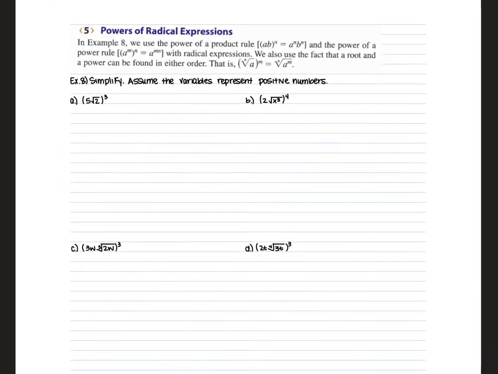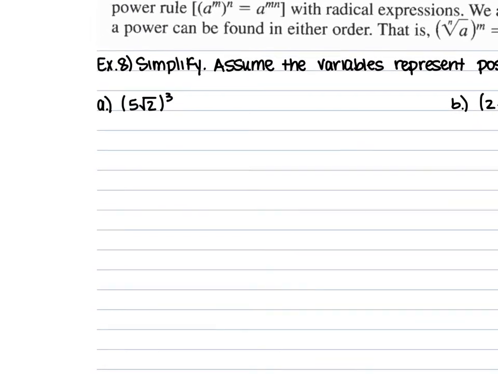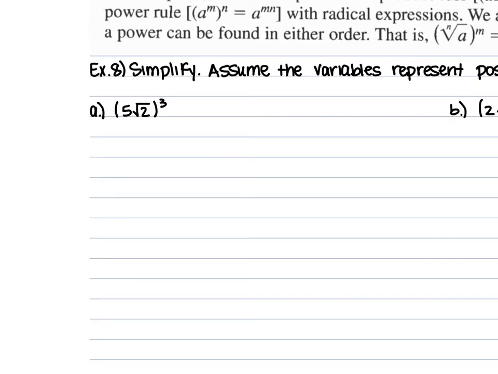For our last part of this lesson, we are simplifying, and it's told to us that we are to assume that all variables represent positive numbers. So if we look at example A, we have 5 square root 2 all raised to the third power. When that's in parentheses, that power goes to every part of what's in the parentheses. So it's not just going to the square root of 2, but it's also going to the 5. So we're going to have 5 cubed and the square root of 2 cubed.